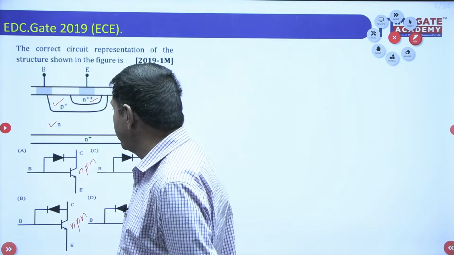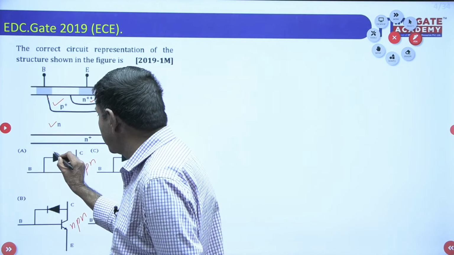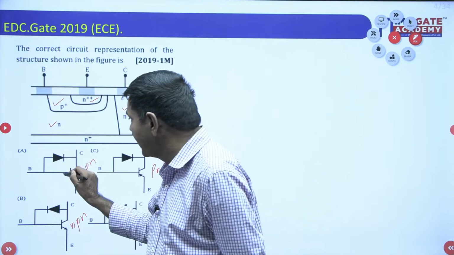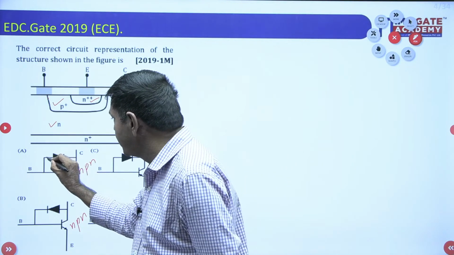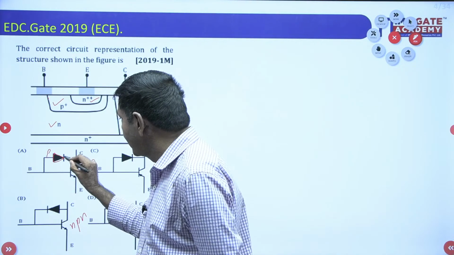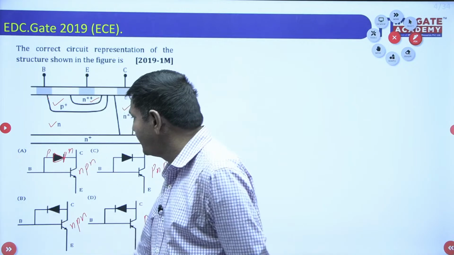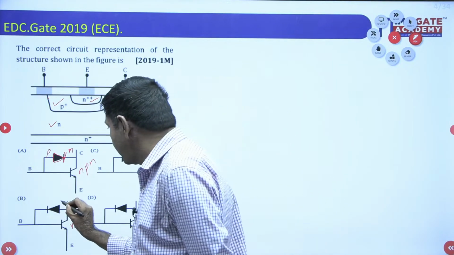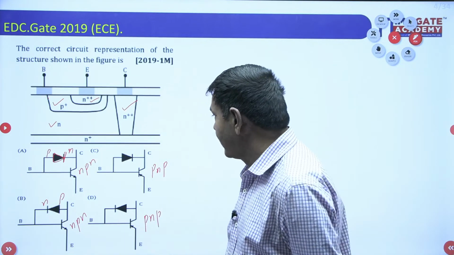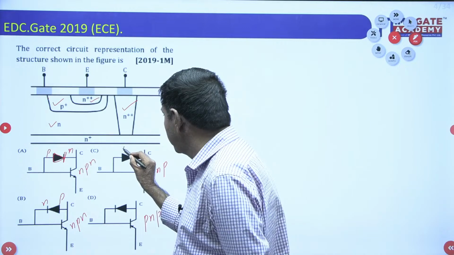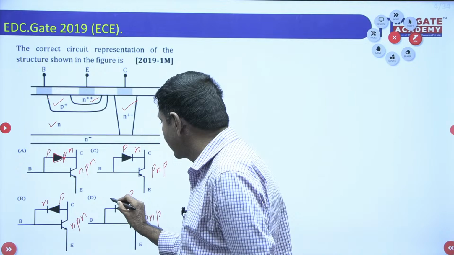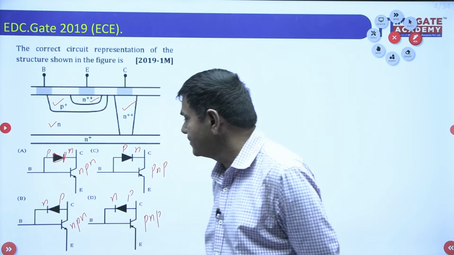In option A, a diode is connected. The arrow indicates P-type material, and the line indicates N-type. This side is the P-type, and the line indicates N-type. Here also I can take this as P-type, and this is N-type.